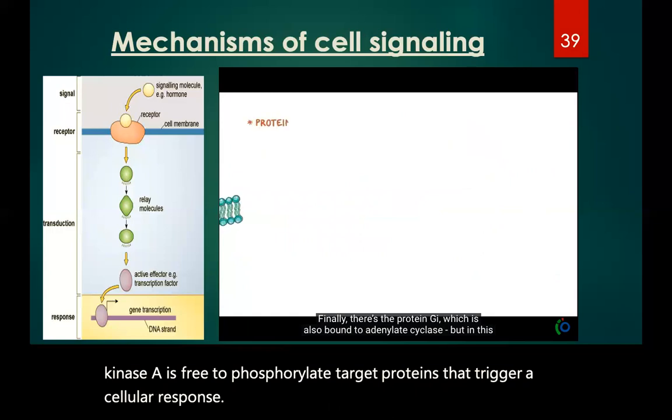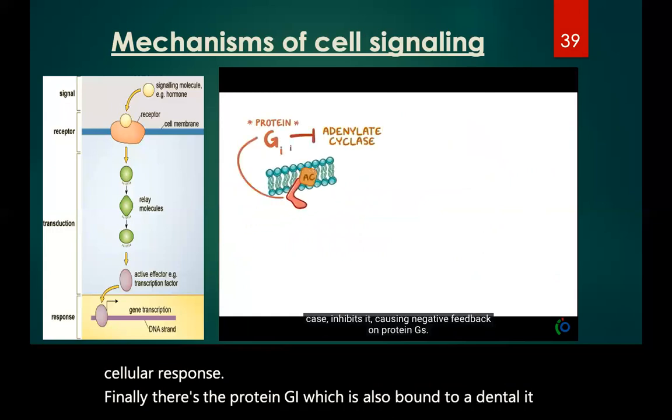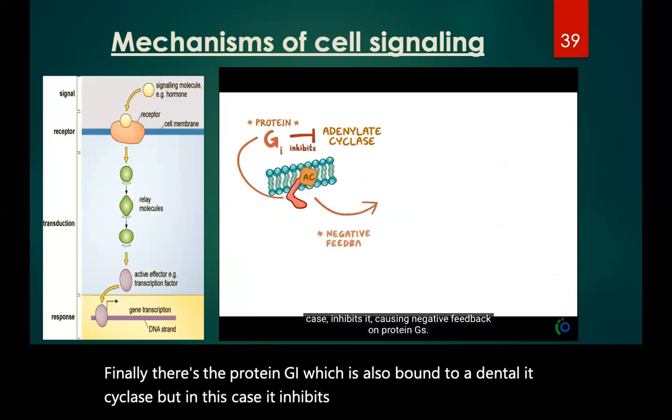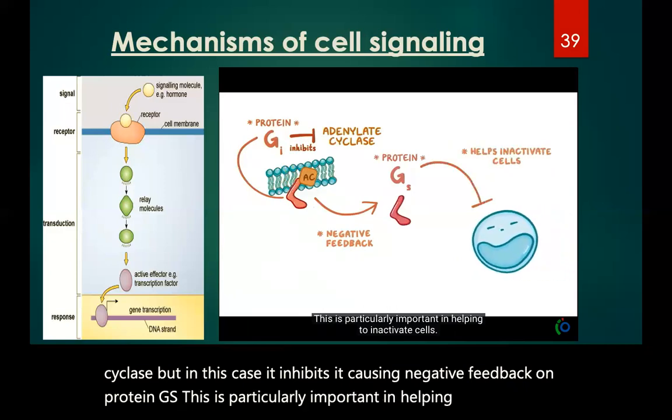Finally, there's the protein GI, which is also bound to adenylate cyclase, but in this case, it inhibits it, causing negative feedback on protein GS. This is particularly important in helping to inactivate cells.